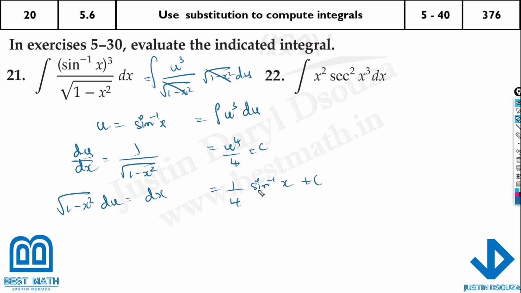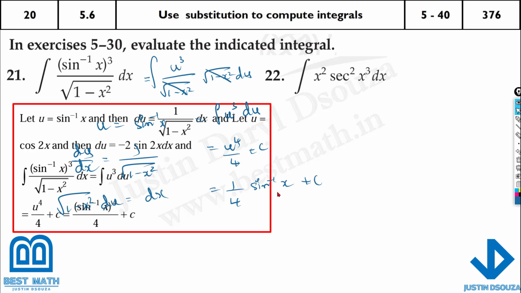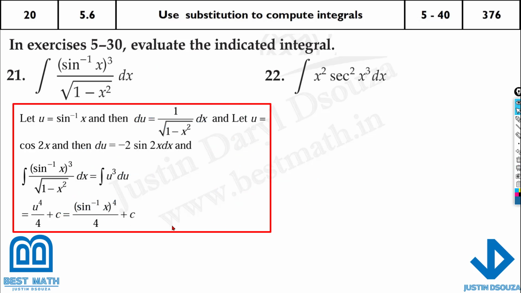This is it. So this is the final answer. And we can see here it's 1/4. Now they have written divided by 4. It's the same thing, sine inverse.